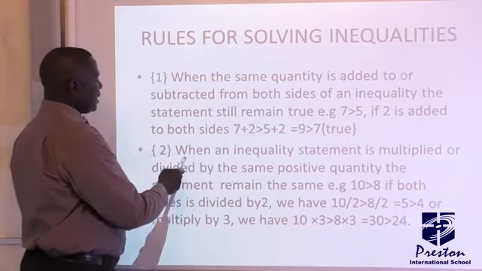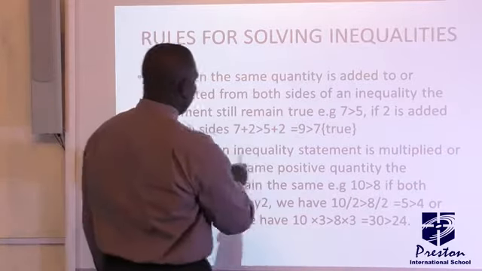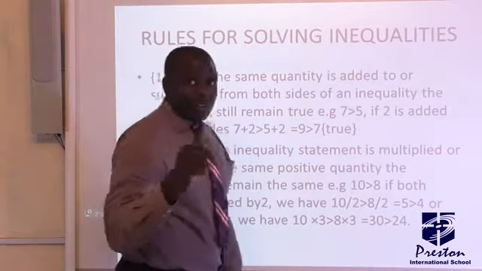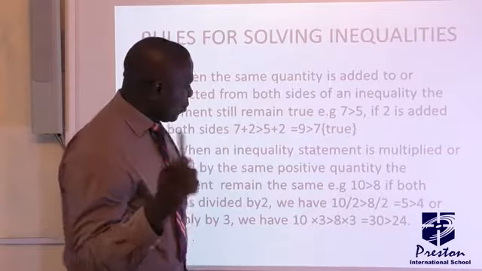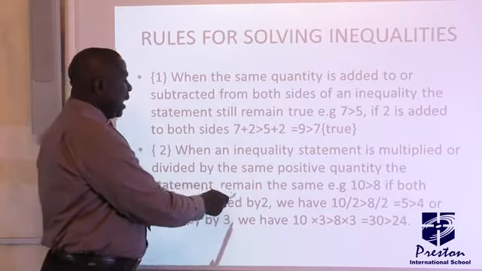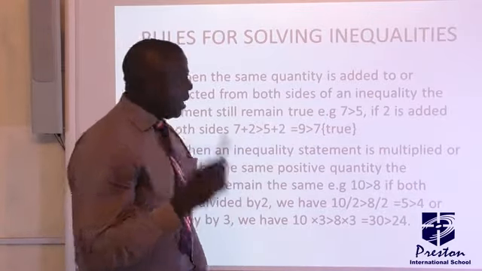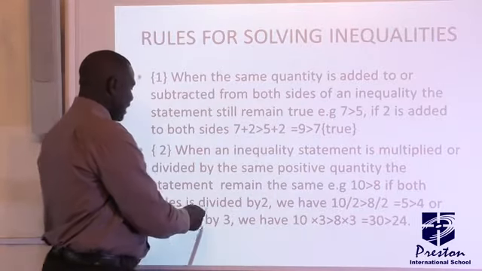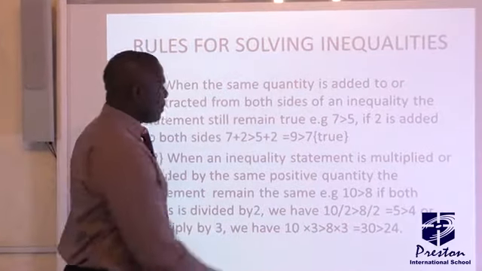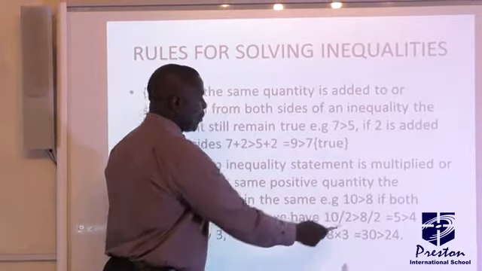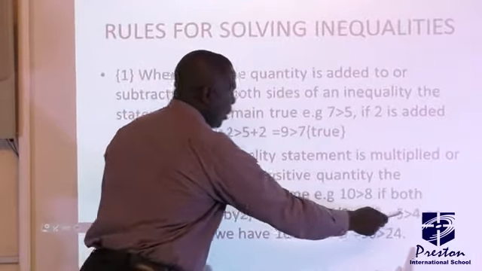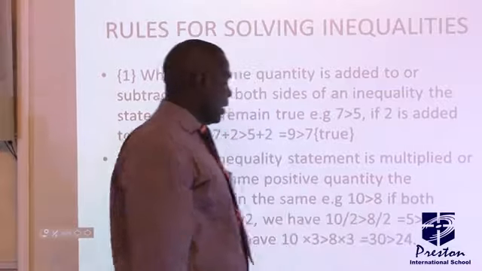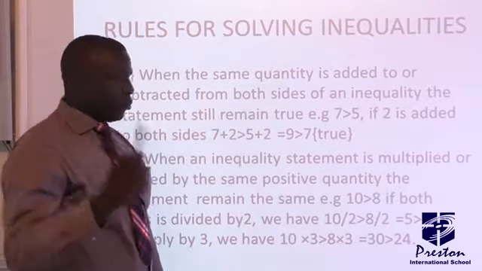The second one is saying that when an inequality statement is multiplied or divided by the same positive quantity, don't forget, positive quantity, the statement remains the same. A typical example is this: 10 greater than 8. If you divide both sides by 2, when you divide 10 by 2, you have 5. And when you divide 8 by 2, you have 4. Which means 5 is still greater than 4. And the statement remains true.